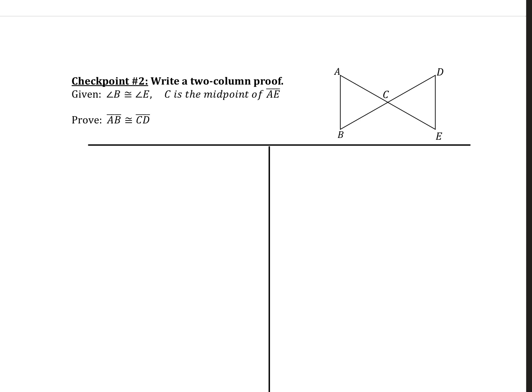All right, so checkpoint 2, write a 2-column proof. We have given, it actually should be angle B is congruent to angle D, so make sure you fix that. And C is the midpoint of segment AE. All right, so what do we start with? Start with our given. So angle B is congruent to angle D, and C is the midpoint of AE. Reason for that is given.